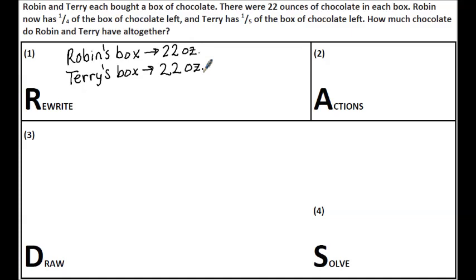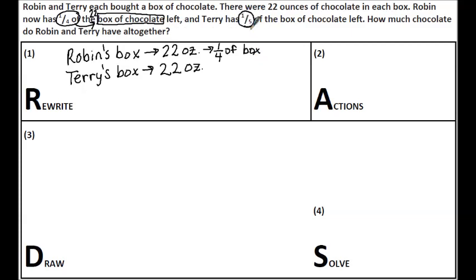So they're the same. And it's saying that Robin now has 1/4 of the box of chocolate left. So we're taking 1/4 of the box, and we know that the box is 22 ounces. So we know that we're taking 1/4 of that 22. We're taking a fraction of an amount or a number. So we are going to take 1/4 of Robin's box to see how much Robin has.